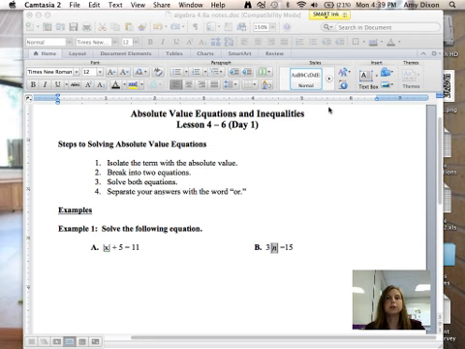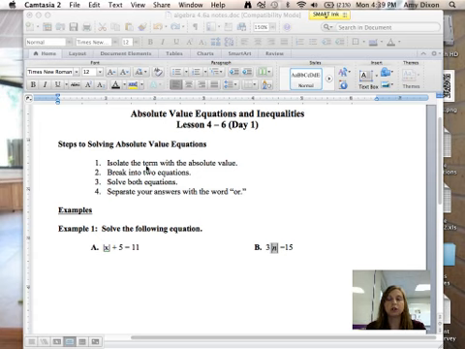Okay, class, today we're going to talk about absolute value equations. Absolute value inequalities is our next lesson, but today we're specifically going to talk about equations, solving absolute value equations. That's where you have the absolute value bars involved in your solving of an equation. I have this broken down for you in steps.